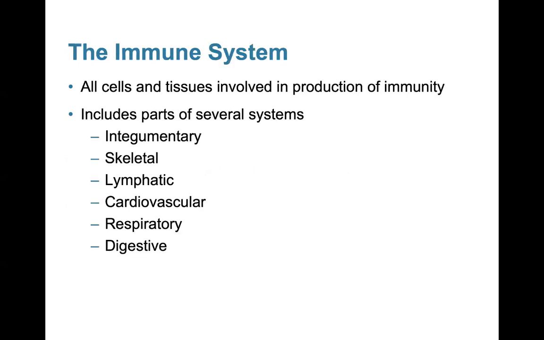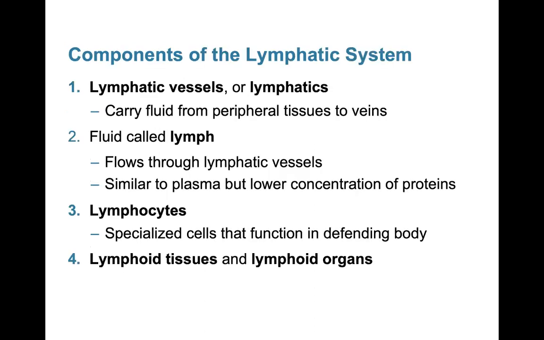So the immune system is all cells and tissues involved in the production of immunity. This includes parts of several systems, including the integumentary, which is your skin, skeletal, lymphatic, cardiovascular, respiratory, and digestive. All these systems will play a role in immune surveillance. So let's talk about the components of the lymphatic system.